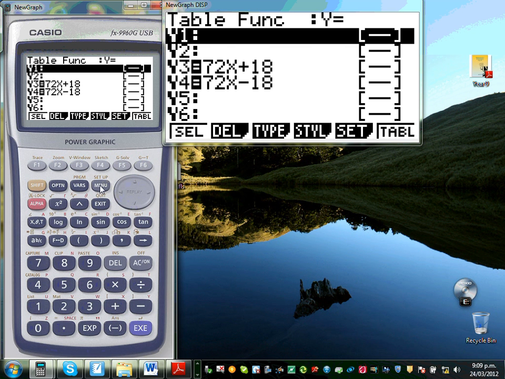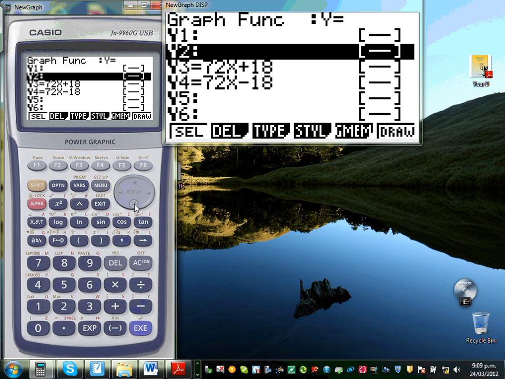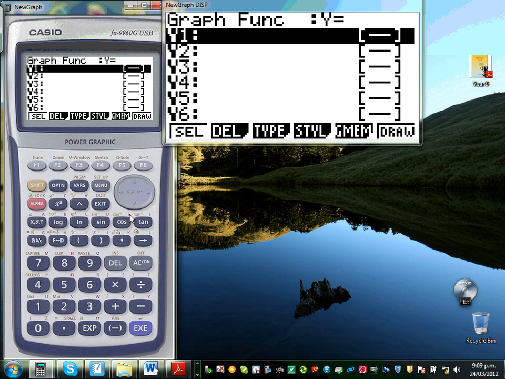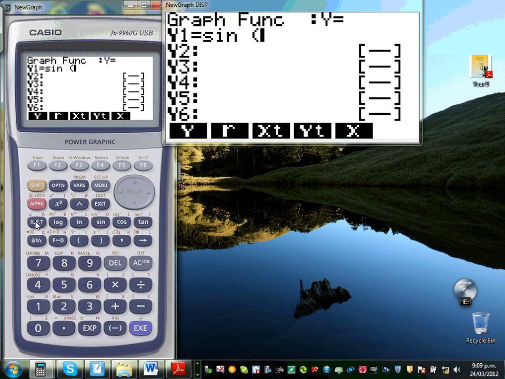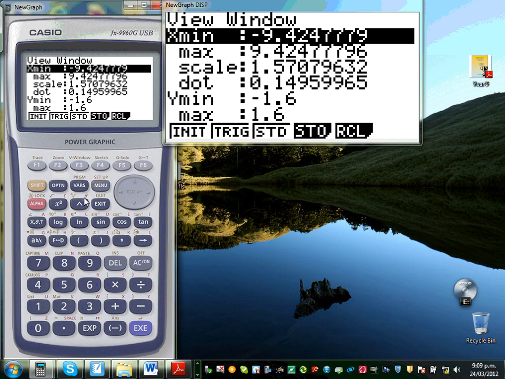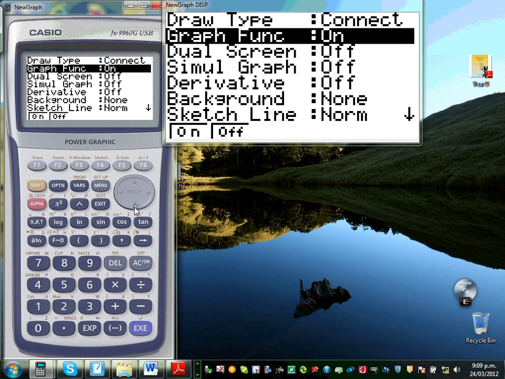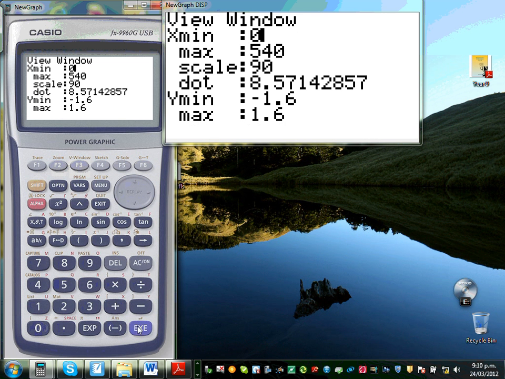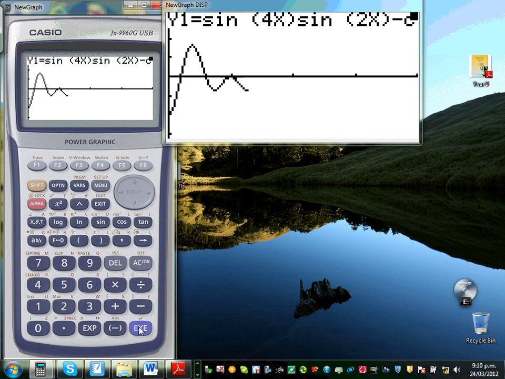Now if you go back to your graph menu, let us graph this equation. Let us delete this too, and you can confirm my answer. Let us write the equation like this: sine 4x sine 2x minus cos 3x times cos x. You'll have 10 solutions between 0 and 360. I want a trig scale, so before that I have to change this into degrees, from 0 to 360, with a scale of 90. So this is your graph.